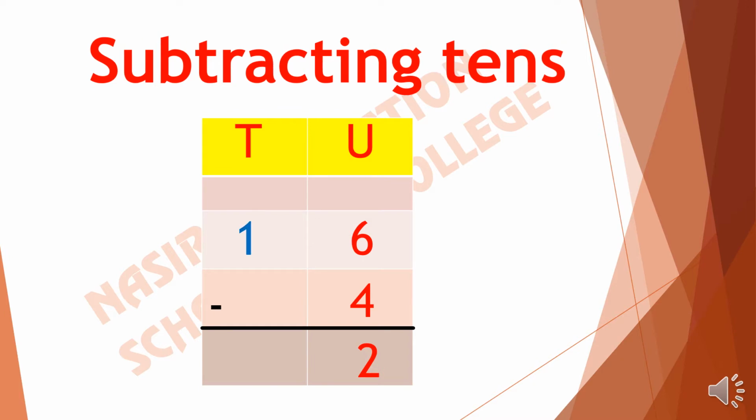After the subtraction of units, we will move towards the tens. In tens column there is only 1. In the second number there is 0. So if we subtract 0 from 1, you know very well, if we subtract 0 from any number, it comes the same number. If we subtract 0 from 1, we are left with 1. It means if we subtract 4 from 16, we are left with 12.